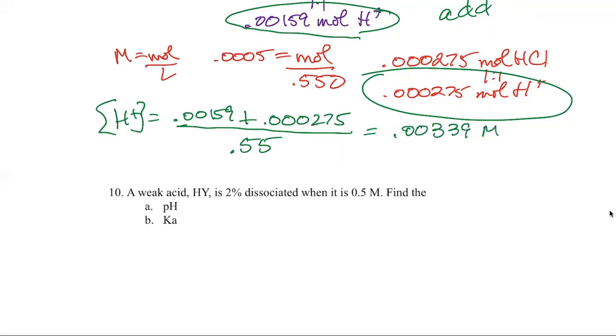My H plus concentration, 0.00339 molar. Last step, pH equals the negative log of this guy, yielding 2.47 as my answer.